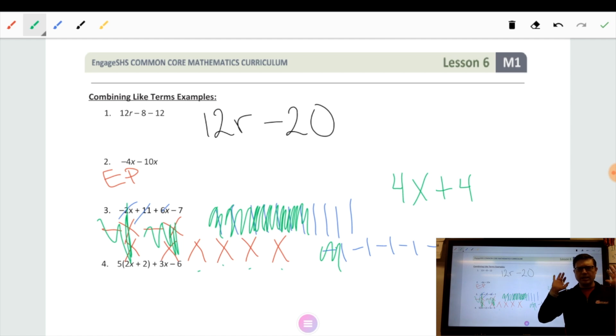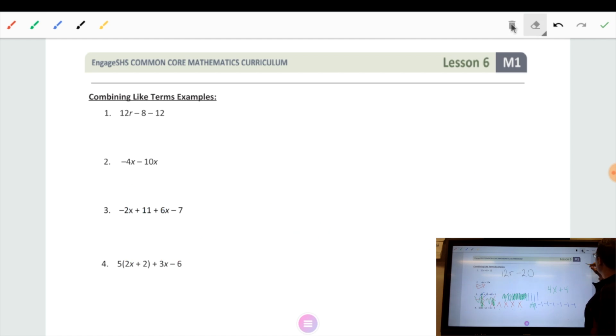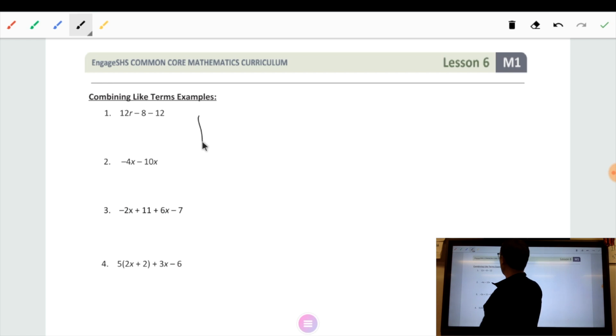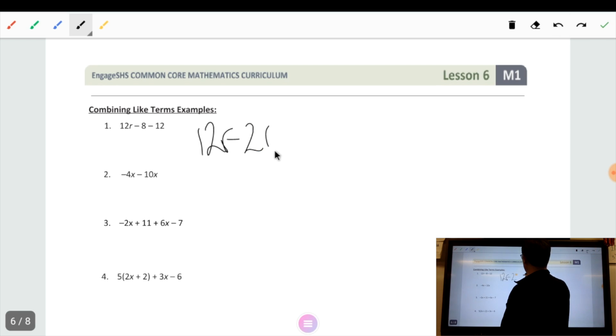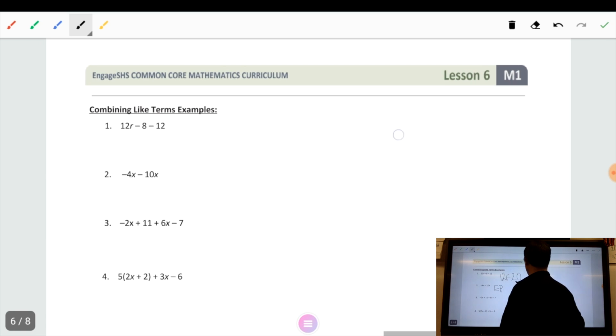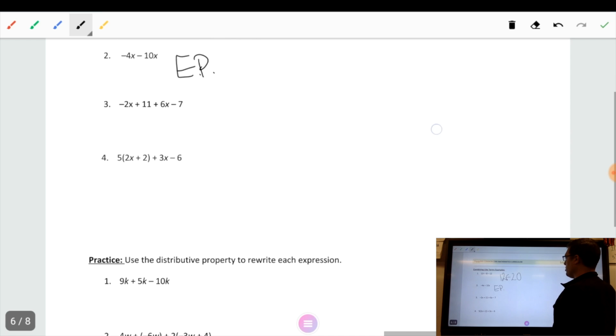But you're saying, LeBrant, is there an easier way? And there absolutely is. The easier way, once again, 12r minus 20. That didn't work out the way I wanted it to. And extra practice. Okay, where are you? There you are.